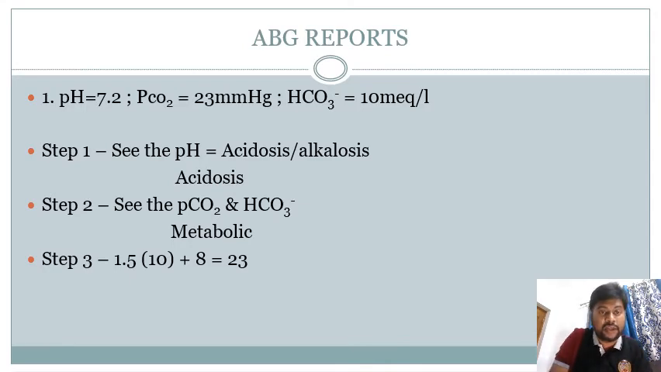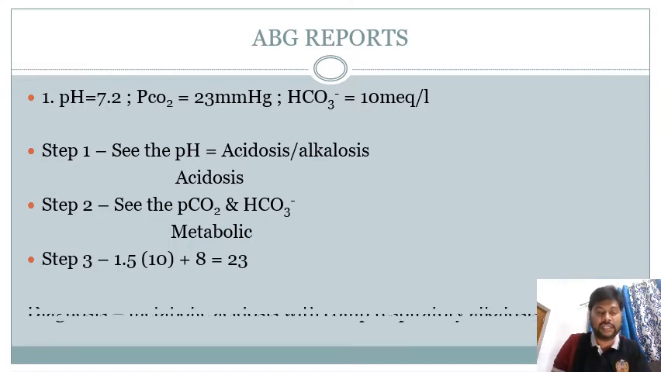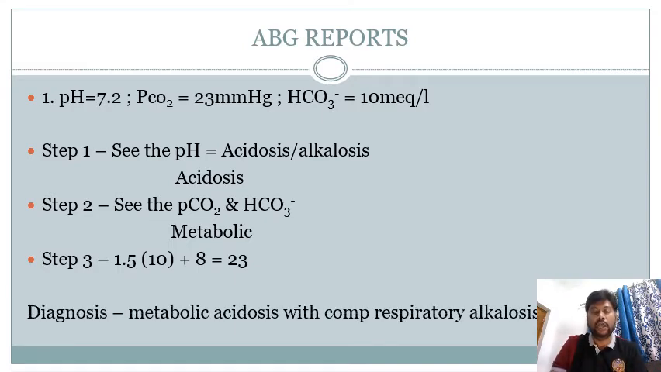But what is the patient's level? That is also the same, 23 millimeter mercury, which means this change in PCO2 is most probably due to compensation. So the diagnosis is metabolic acidosis with compensatory respiratory alkalosis. That is the diagnosis.